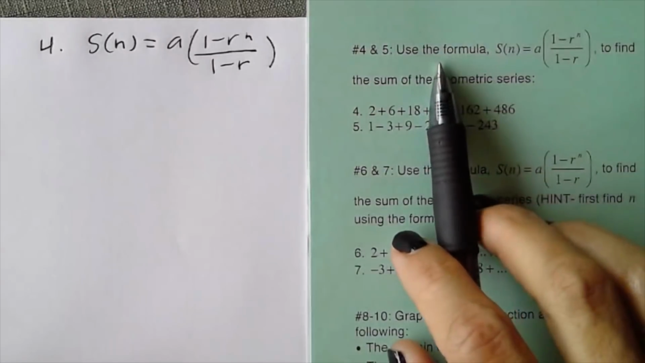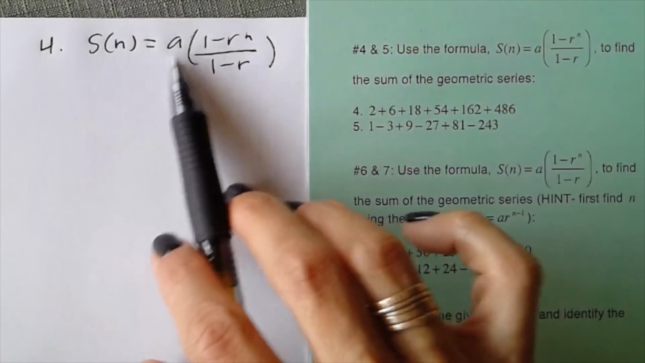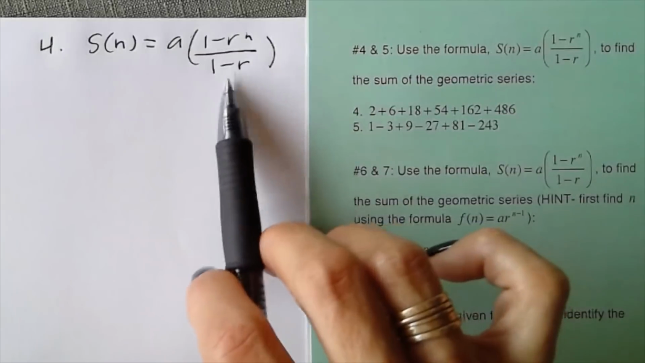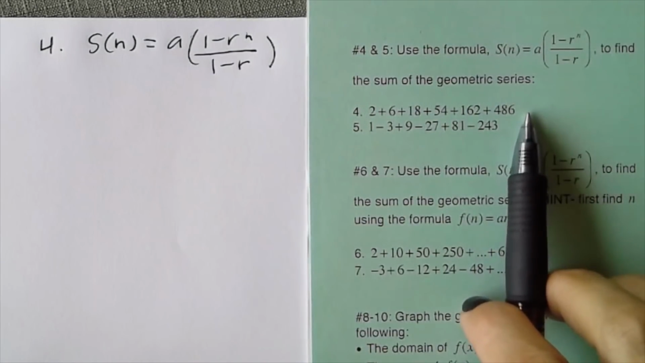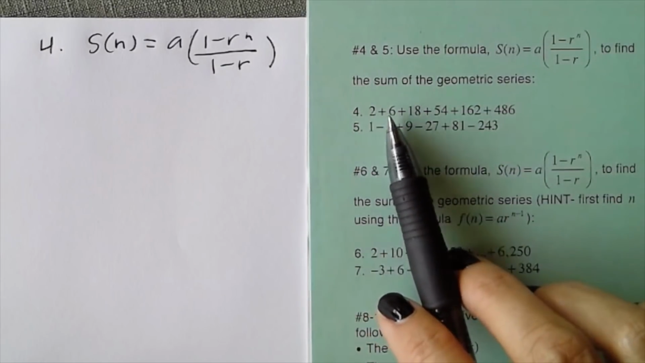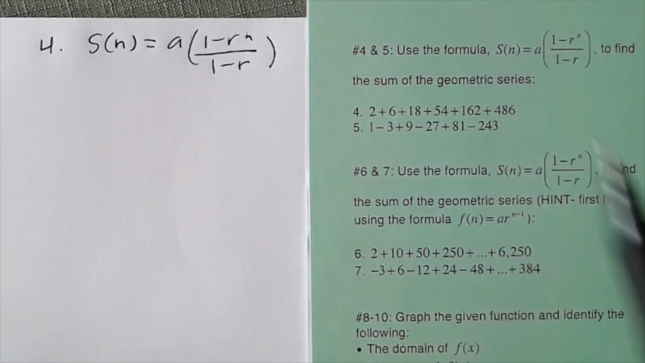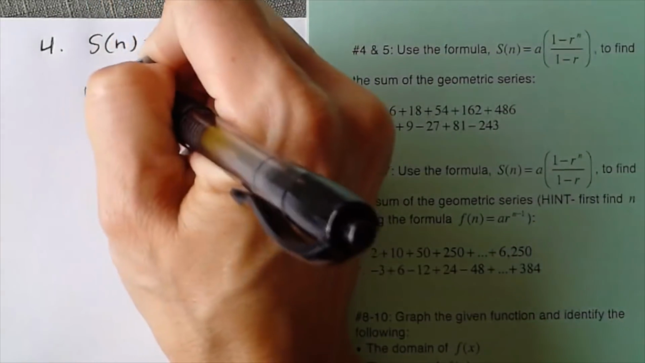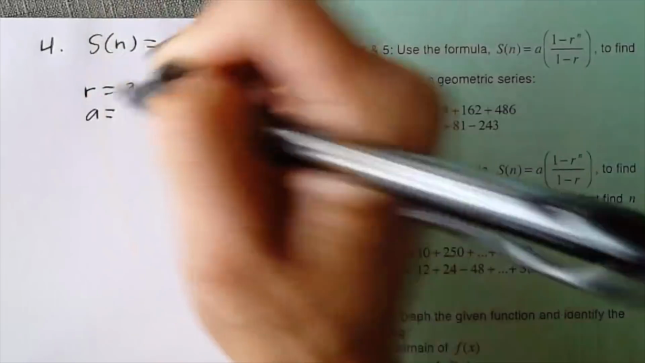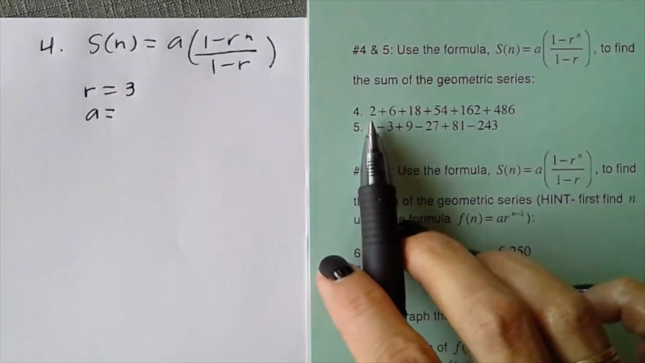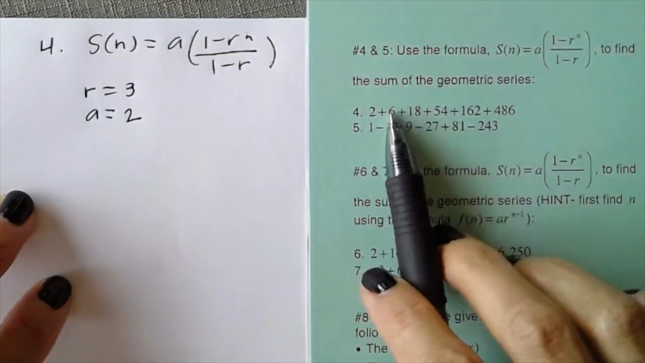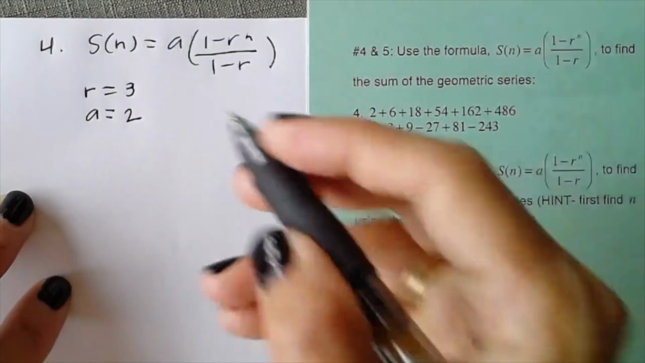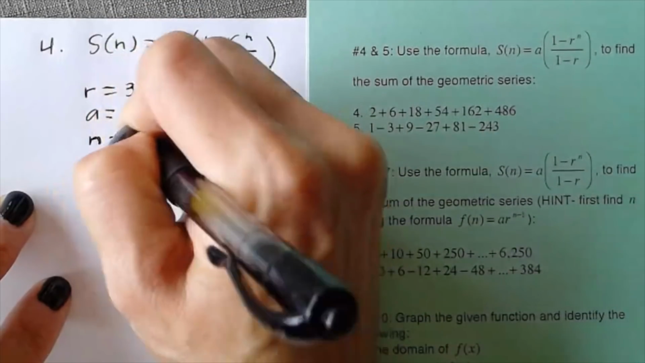On number 4, it says use the formula s of n equals a times parentheses 1 minus r to the n over 1 minus r to find the sum of the geometric series. So specifically in number 4, the series goes 2, 6, 18, 54. So each time we're timesing by 3. So our r equals 3. Our initial value a is 2. And we'll plug everything in. Also, there's 1, 2, 3, 4, 5, 6 terms, so n is 6.